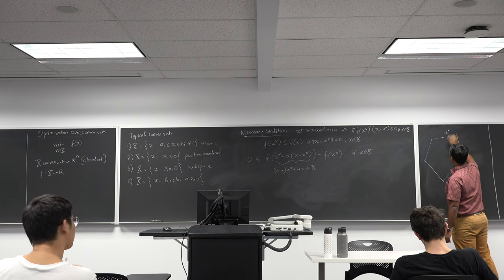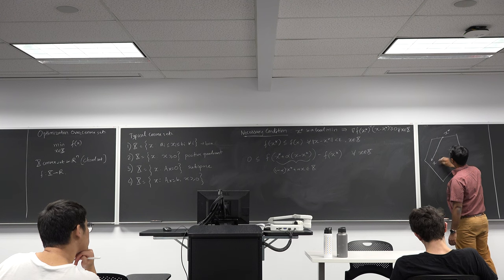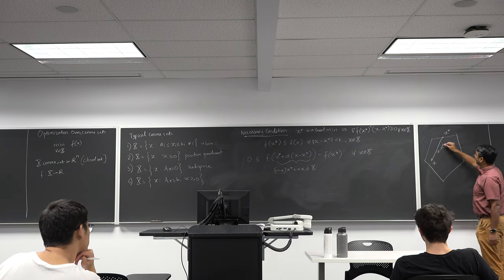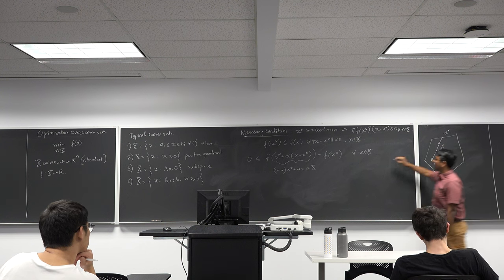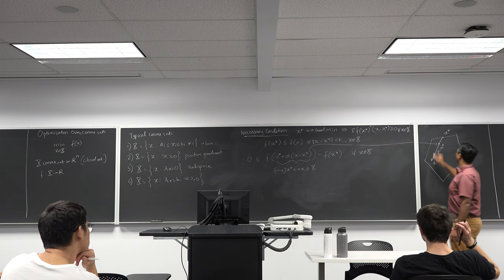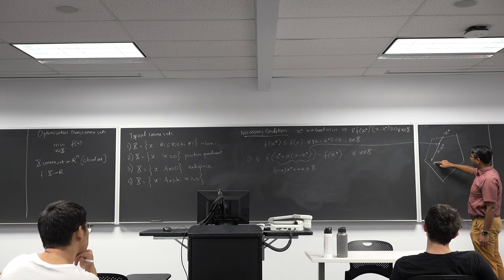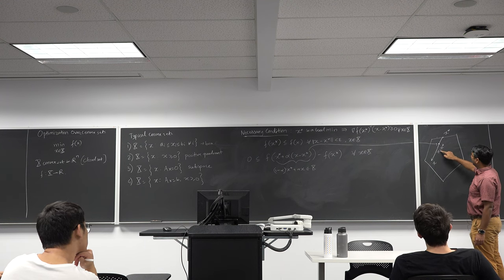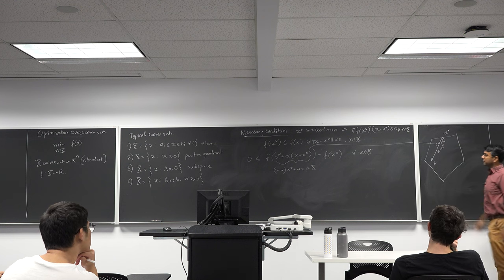Here is my X star. I pick a point X. This is X minus X star. And I'm going to take a small step alpha. This is this point. Okay? So I'm standing at X star. I pick a point X. And then I take a small step alpha in that direction.